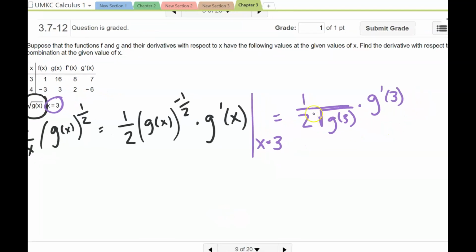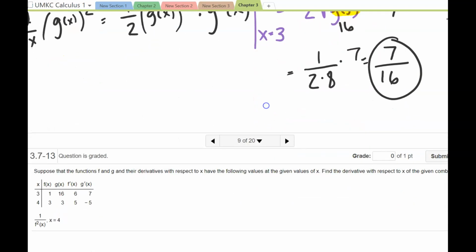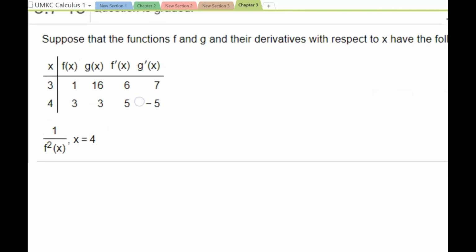Okay? So I'm using the table and plugging in g of 3. In this case, g of 3 is 16, so 16 would be replaced there. And then I'm looking at g prime at 3, which is 7, so this would be replaced with 7. So I would have 1 over 2 times 8, all times 7. So what does that give us? 7 over 16.